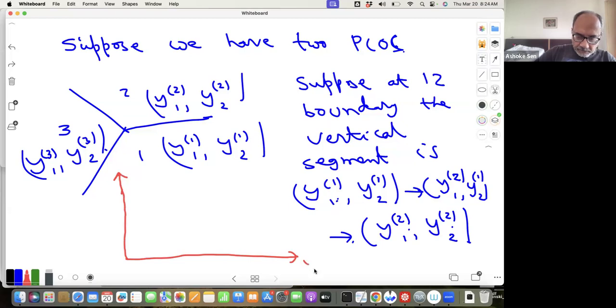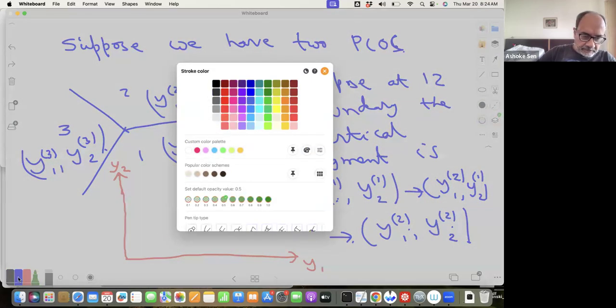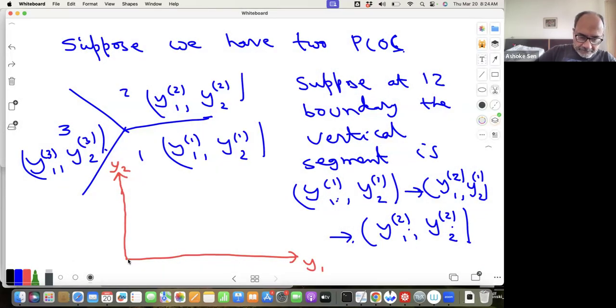This is y1, this is y2. So the first movement is like this. So this is 1, this is 2. Okay, this is chamber 1, this is chamber 2. So we move y1 first, then y2. Is this clear? That's the way you go from chamber 1 to chamber 2.